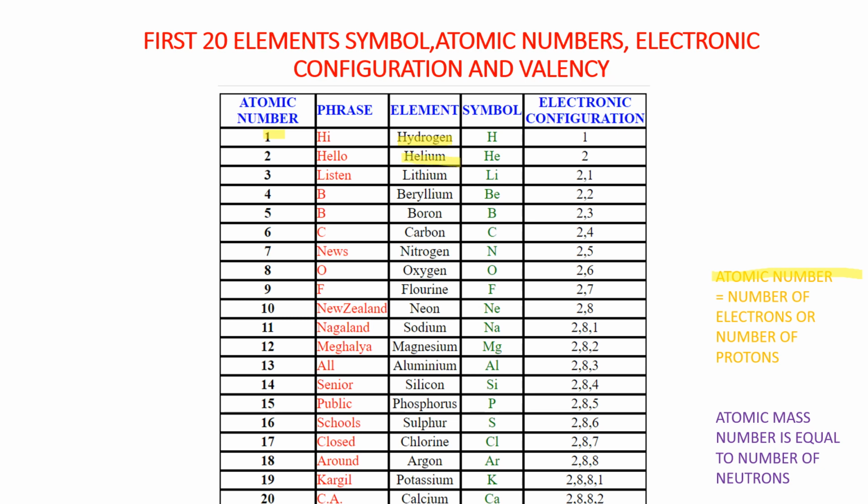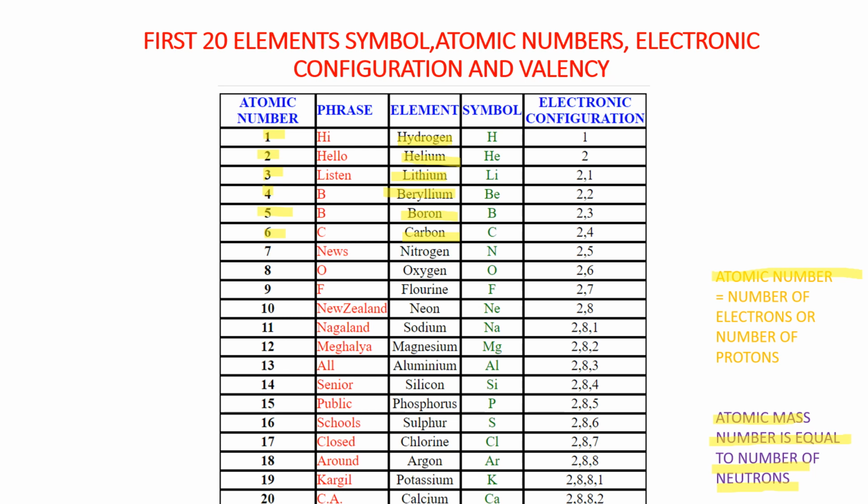Similarly, for the other elements: helium has an atomic number of 2, which means it consists of 2 electrons. Lithium has an atomic number of 3. Beryllium has 4. Boron has 5. Carbon has 6. Likewise, we have atomic mass also, which is equal to the number of neutrons in an atom.